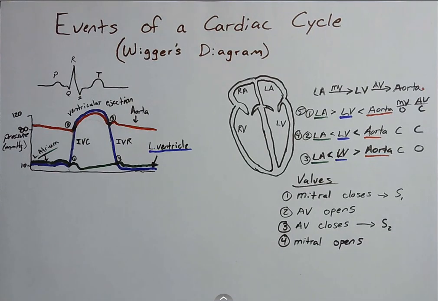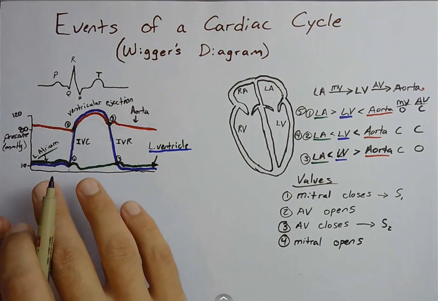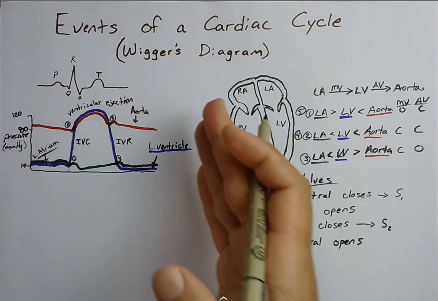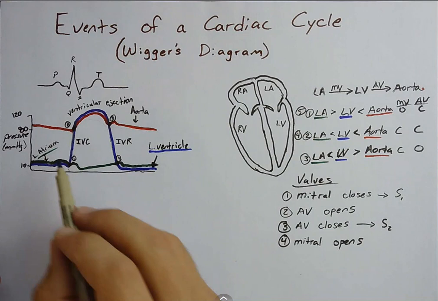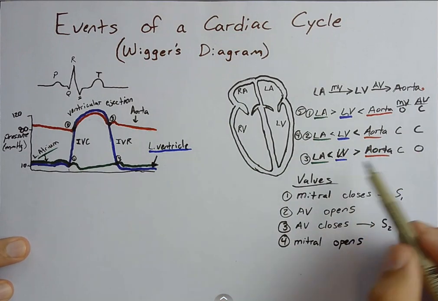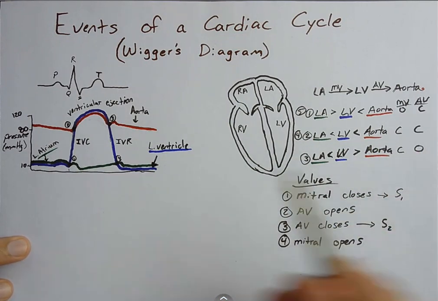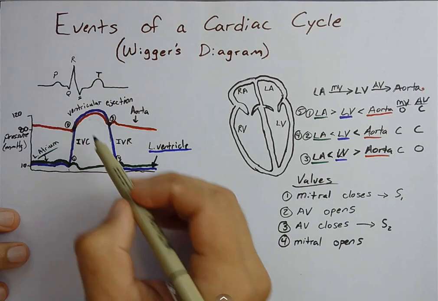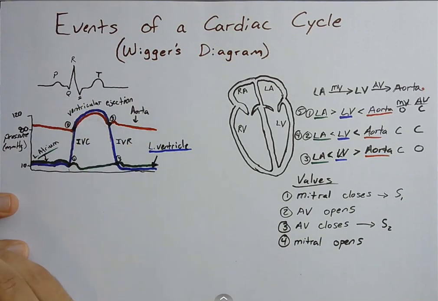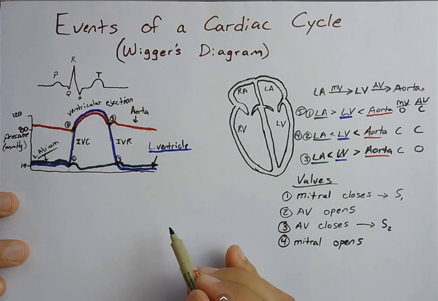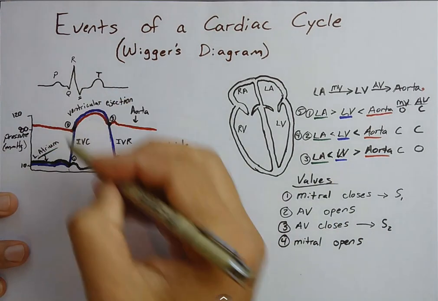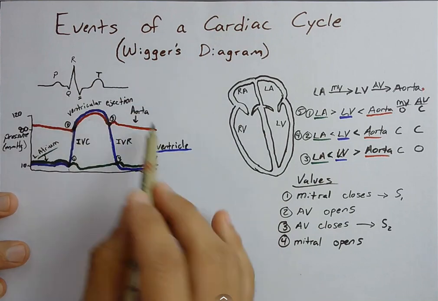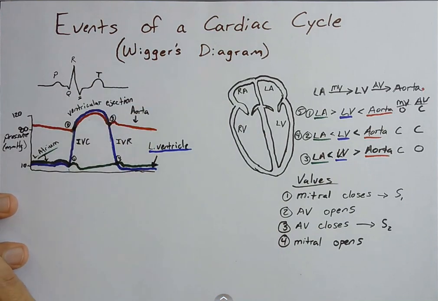So that's what we want to think of when we're thinking about the Wigger's diagram. We don't want to just say, what does the graph do? This is a representation of what valves are doing based on the pressures. That's what the Wigger's diagram is trying to do. And then it tries to connect it to the EKG. So at the beginning of this entire mess, we wrote down the EKG. Well, how does this help us understand this?